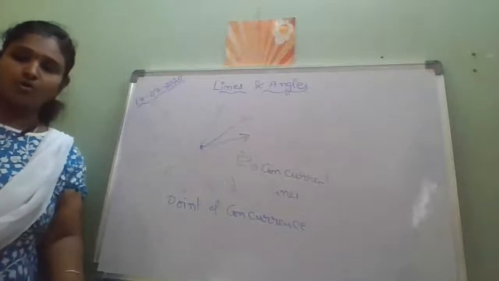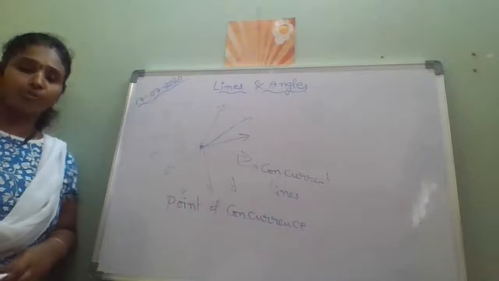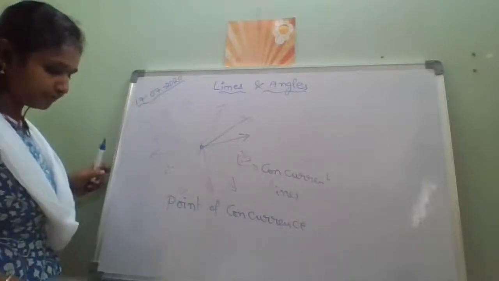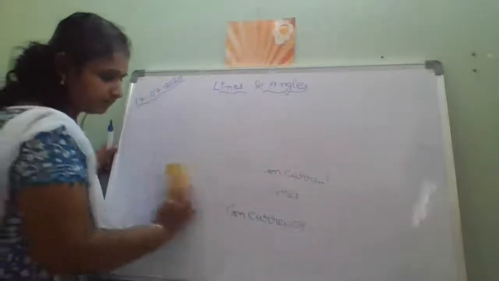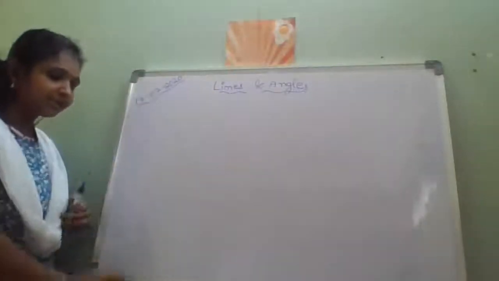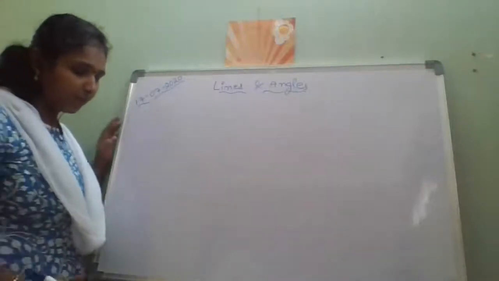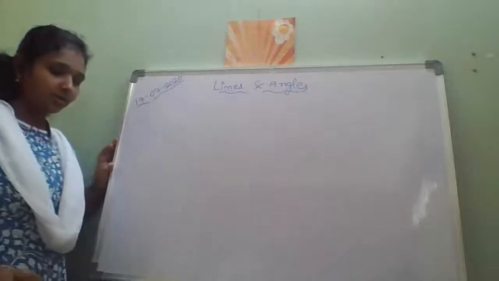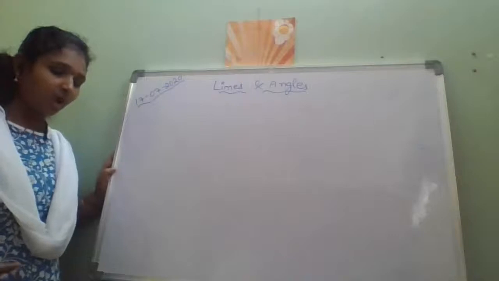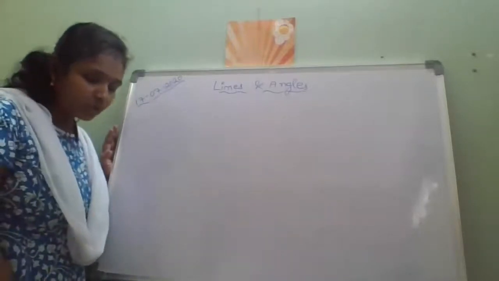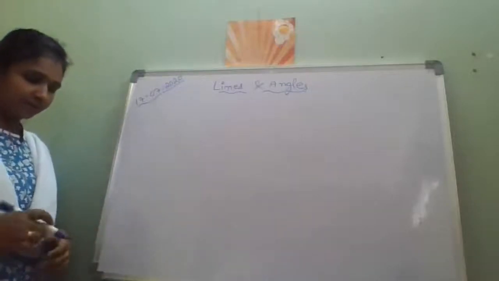Okay, so next, exercise 4.1. I will draw a diagram. In that diagram, tell me the points and line segments. How many line segments? How many rays? How many lines? And collinear points. Okay. Now I will draw one diagram.